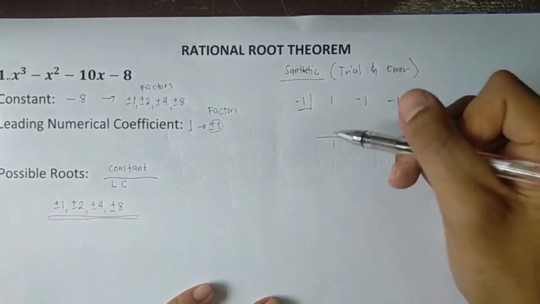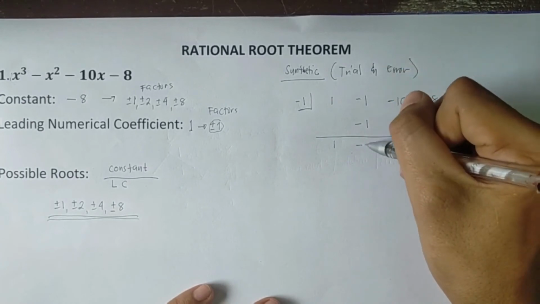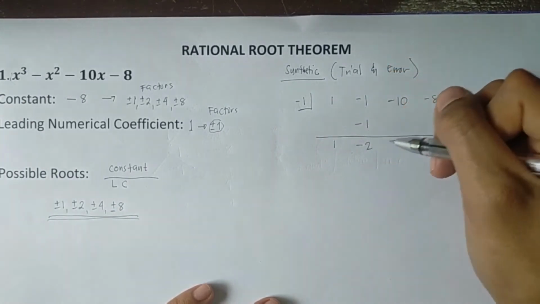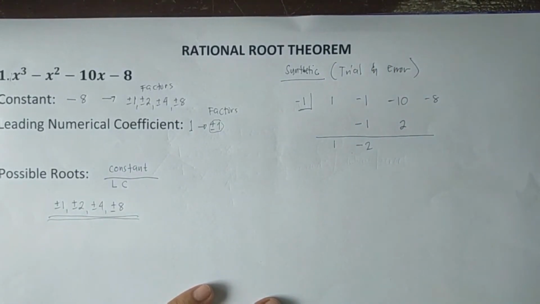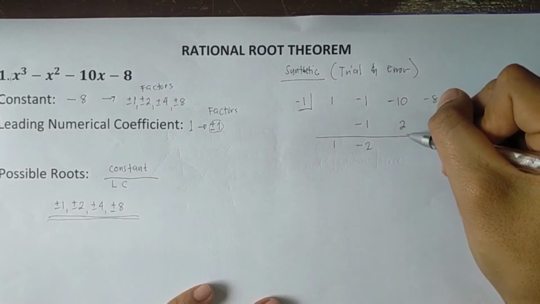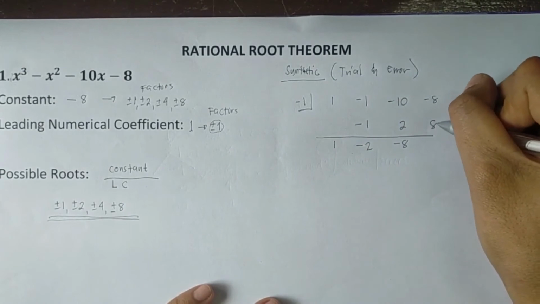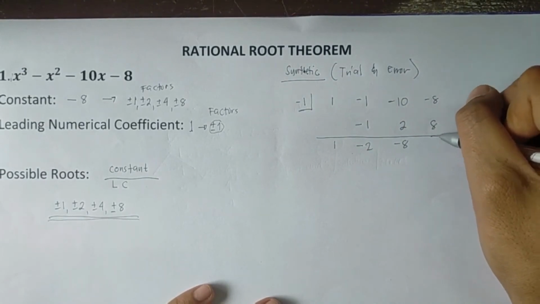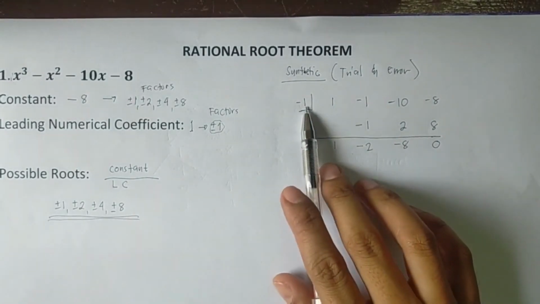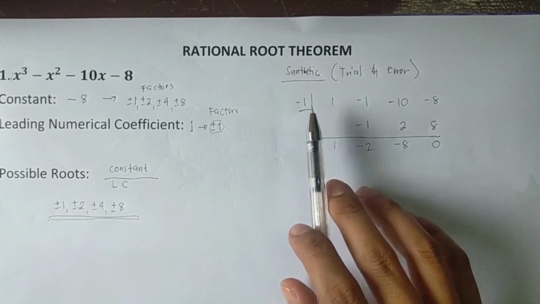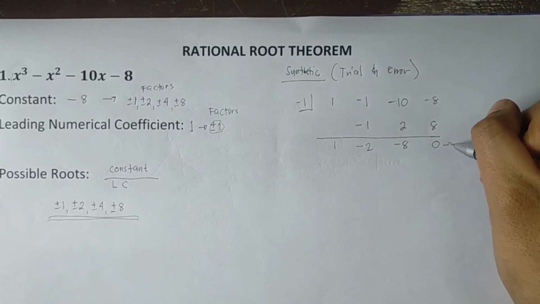So 1 times negative 1, that is negative 1. Negative 1 plus negative 1, that's negative 2. Negative 2 times negative 1, that is positive 2. Negative 10 plus 2, that is negative 8. Negative 8 times negative 1, that is positive 8. Negative 8 plus 8, that is 0. So we can say that negative 1 is one of the roots because the remainder here is 0.